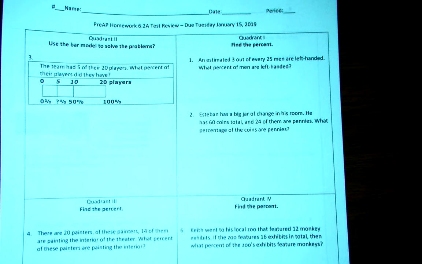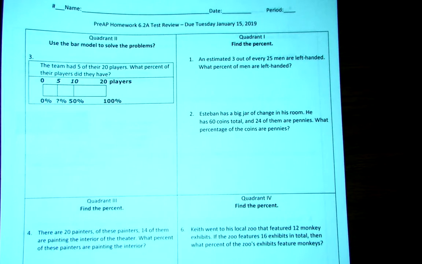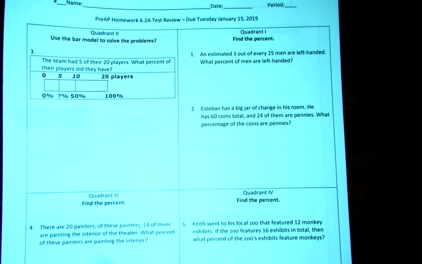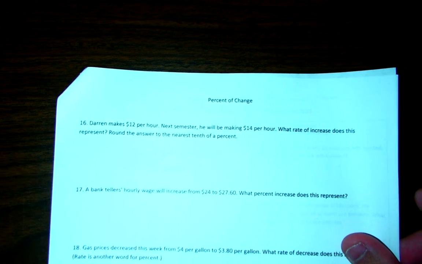Alright, so today we're going to be talking about homework 6.2a, which is a test review over finding the part, whole, or percent. If you notice, this is PreAp. So if you are in regulars, the first page is exactly the same. The back page is also exactly the same. The only difference for PreAp is the second part of your test is going to be percent of change. So PreAp, you have 3 extra questions on the second page. Let's go ahead and get started.